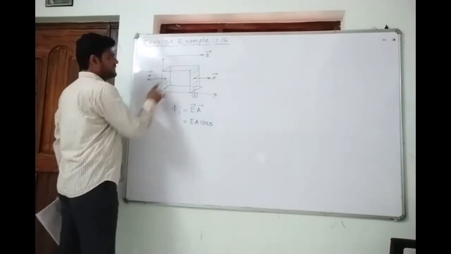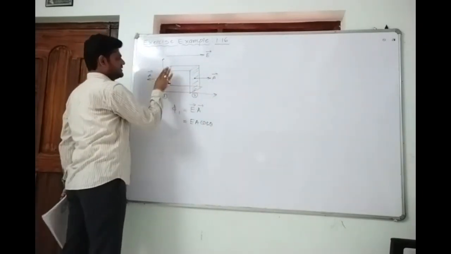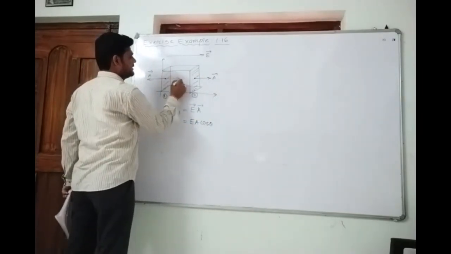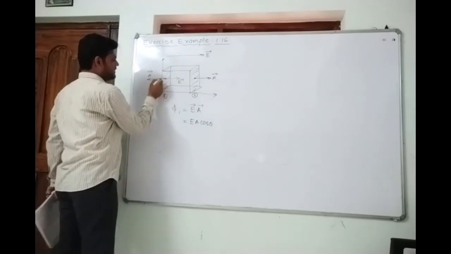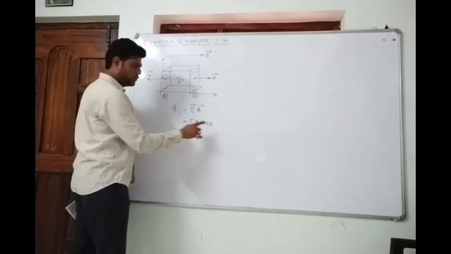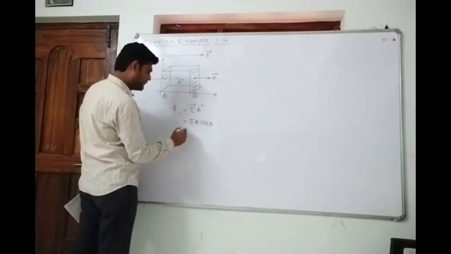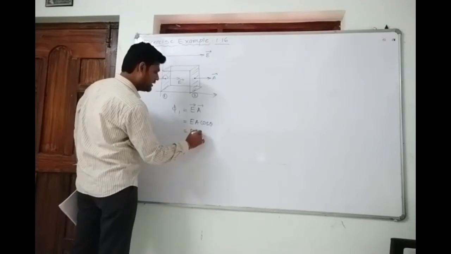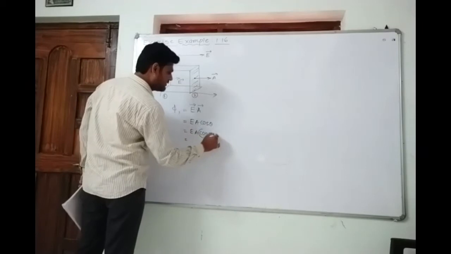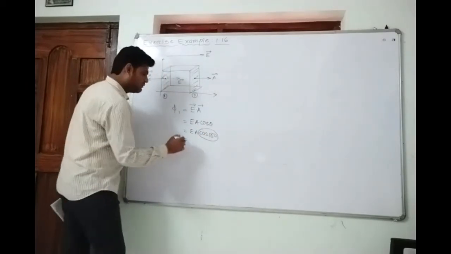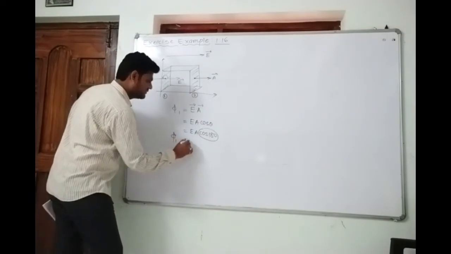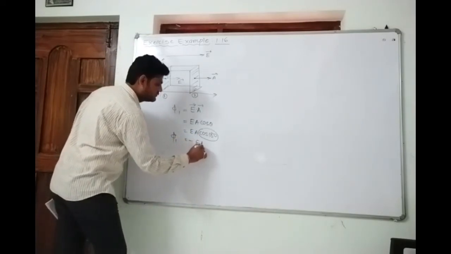For the first face, the electric field is along the x-axis. So the electric field will be like this. Here is the direction of the electric field, and here is the direction of the area vector. The angle between them is 180 degrees. So we put the value 180 here: E A cos 180. As we know, cos 180 equals minus 1. So phi 1 will become minus E into A.